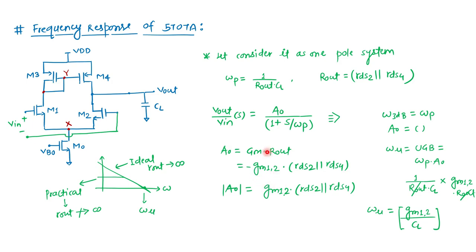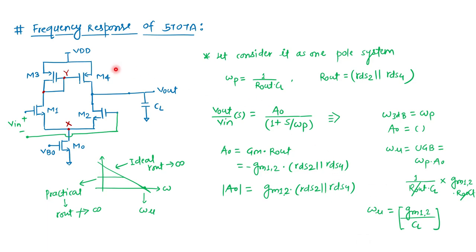So from here we can see the first order transfer function, and for that we have seen the calculation of omega UGB. So what is omega UGB? The definition of omega UGB is clear: it is the 3 dB frequency times the DC gain. The 3 dB frequency is 1 upon Rout CL, times GM12 Rout. So Rout cancels, and GM12 by CL is the UGB frequency.